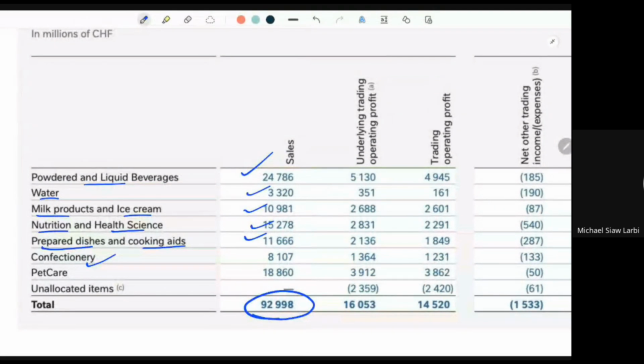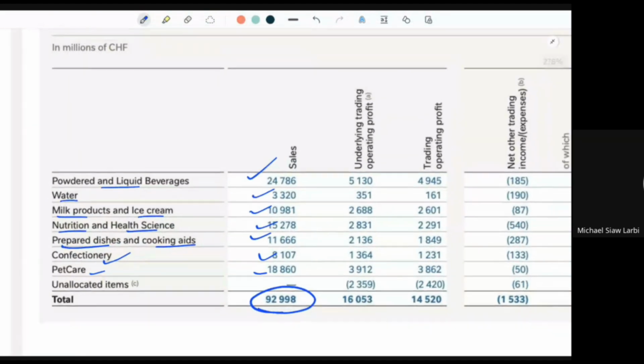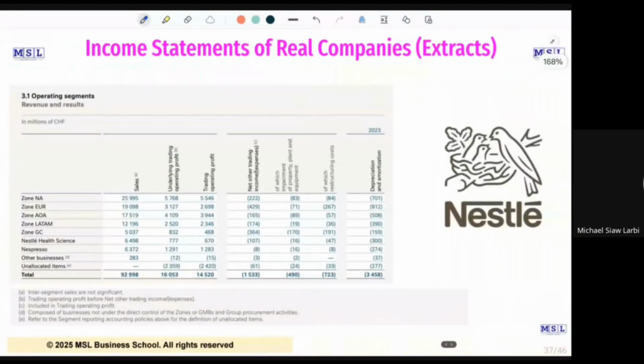Confectionery, the sweets and all of that, gave them 8.1. Pet care gave them a lot of money, actually. So, products for your pets, right? So they've told you that, oh, if you want to know how much money we made, this is the breakdown, right? Sometimes they may give you what we call segment information.